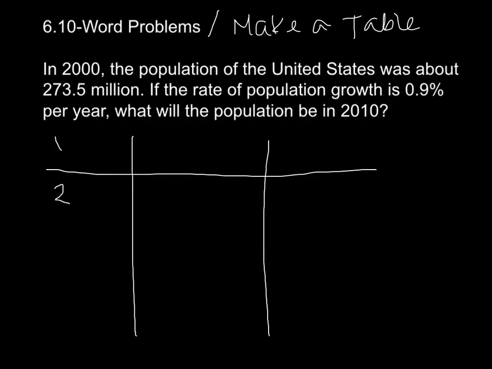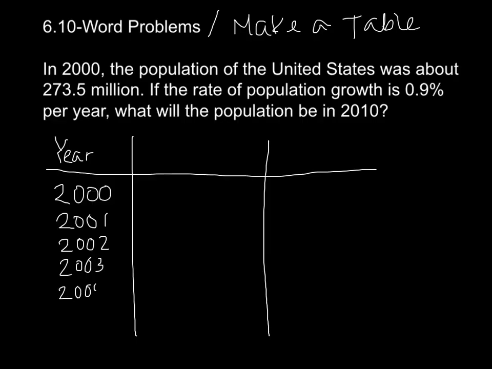So this would be year, 2000, 2001, 2003, we're going to change this to 2005. Okay, change that to 2005 because 2010, that's kind of a ways to go. Okay, so each year we have to find the growth or the rate of increase.